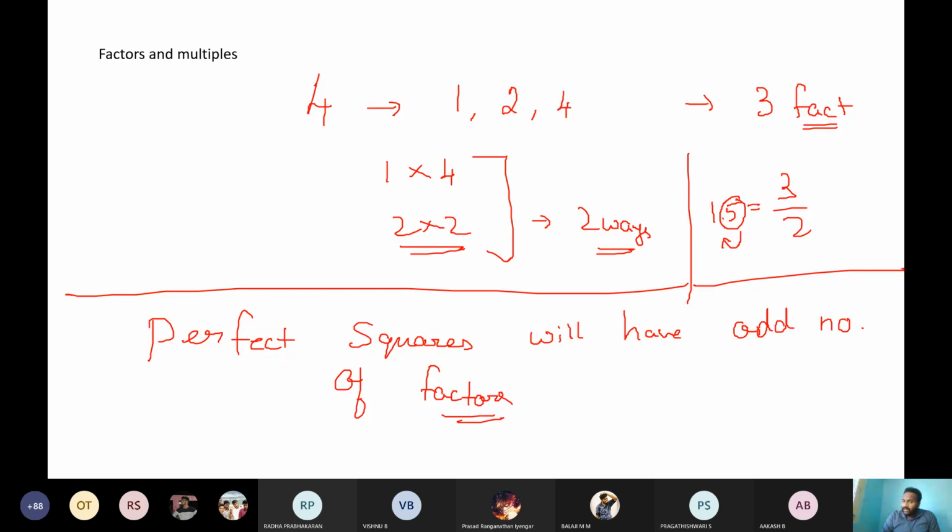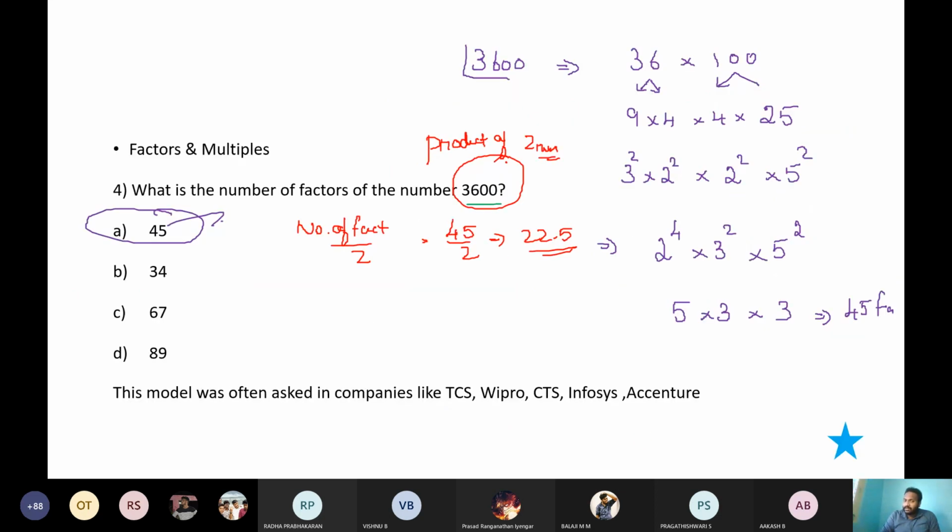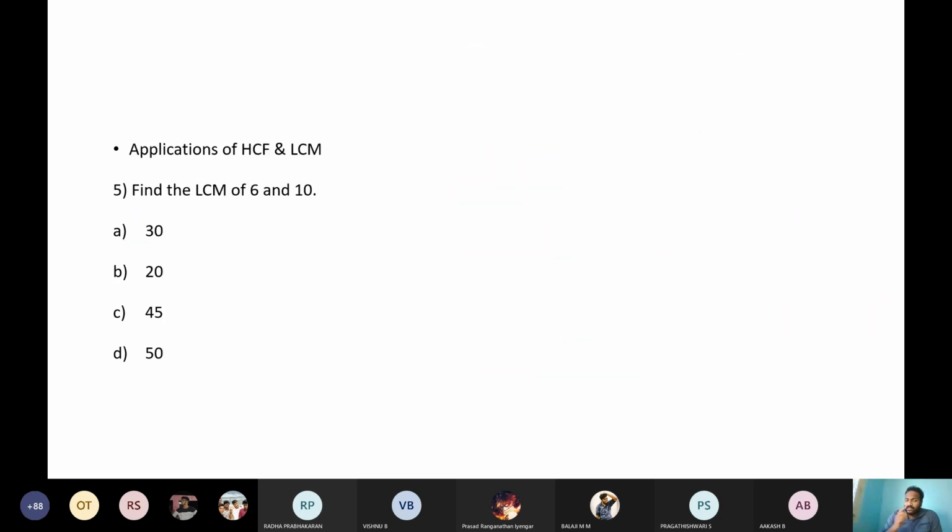Now using this logic, tell me what is the answer for the actual question. In how many ways can I write 3600 as a product of 2 numbers? Is it 22 or 23? Very good, Deepthi. Superb. The answer is 23 ways. This was a TCS star question, but a few years back, not now. Fine then, moving on to the next ones.